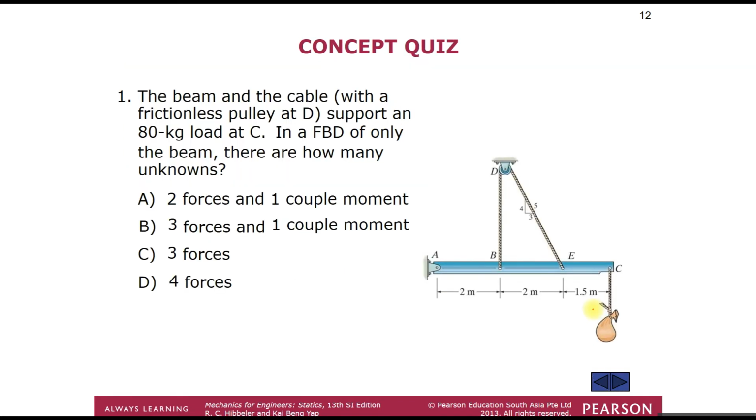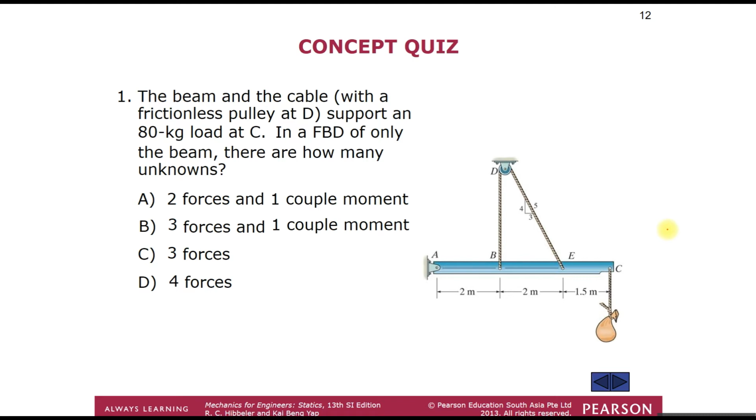So this is another subconsequence. With this question: if the beam and the cable with a frictionless pulley at D support an 80 kilogram load at C, in the free body diagram of only the beam, how many unknowns are there? How many unknowns can we see here? What will be the unknowns?